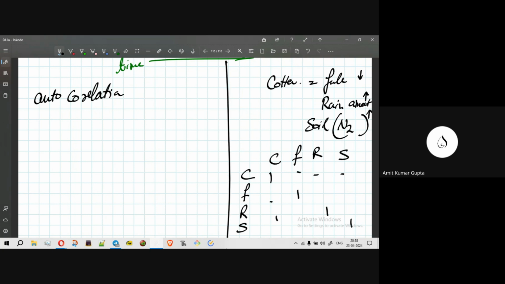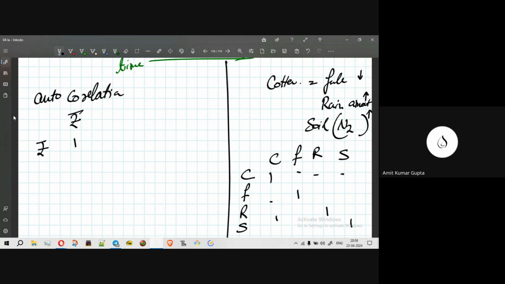Leave it. What is autocorrelation? It is when we are talking about a variable and the relationship of the variable with itself. But maybe you guys are going to say, Amit, if we are talking about the same variable, then the relation will always be one. Agree or not? Yes. But over a period of time, it might change. That's the thing.